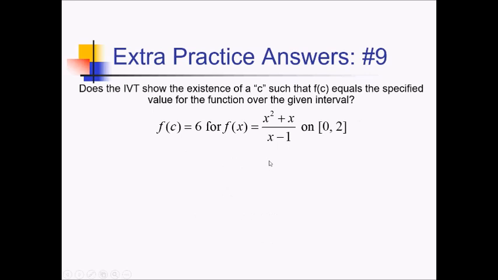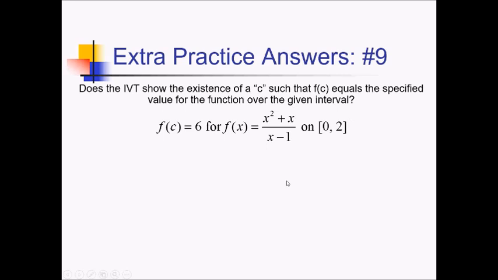On this problem, we're asking if the IVT shows the existence of a c such that f of c equals 6 for this rational function on the interval from 0 to 2. So to use the Intermediate Value Theorem, we need to show that we have continuity for our function, at least on the interval in question. It doesn't have to be continuous everywhere, but this function needs to be continuous between 0 and 2. Well, a good way to show that is to find discontinuities and show that those are outside the interval.